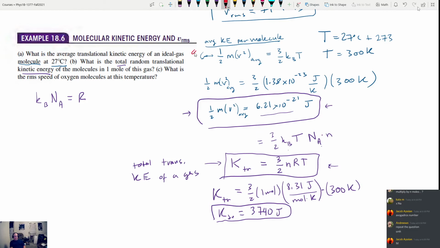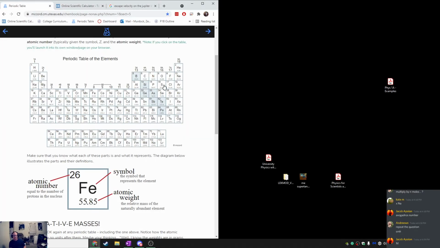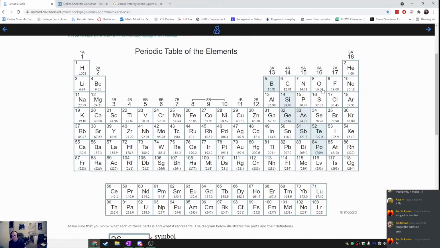Finally, part C. So this was A, this was B. Now we're going to do C. So in part C, it says to find what is the RMS speed of oxygen molecules at this temperature. So oxygen is O2. O2 is going to have a molar mass of about 32 grams per mole. You can again look this up on our periodic table right here. You can see that oxygen right here has 16. I don't know how well you can see that. There you go. 16 is the molar mass of oxygen.